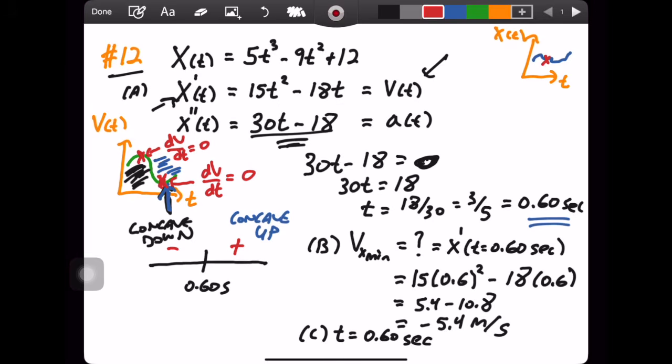That's when the acceleration is 0. And I showed you how you could determine if that 0 point corresponds to a maxima or a minima in a velocity versus time graph. So that completes problem number 12.